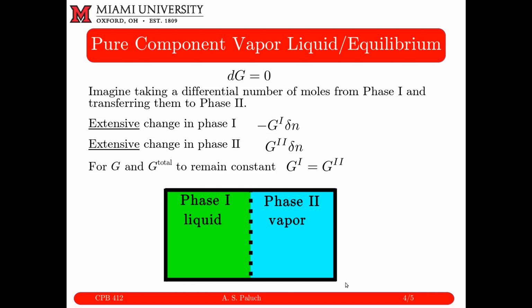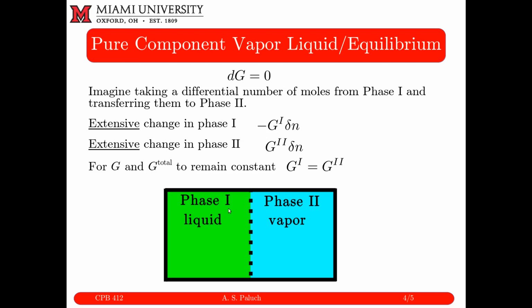Okay, so if I look at the total system, the total number of moles or total mass is constant. What that means then is if moles were to leave phase 1, the only place they can go is to phase 2. And if moles were to leave phase 2, the only place they can go is to phase 1. So the thought experiment is I'm going to take a differential number of moles, del n, from phase 1.